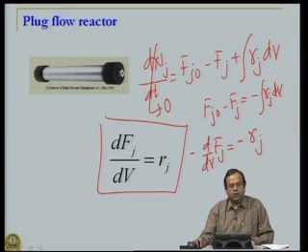We will stop here and then continue this discussion by looking at how we compare the performances of a stirred tank reactor and a plug flow reactor in our next session.